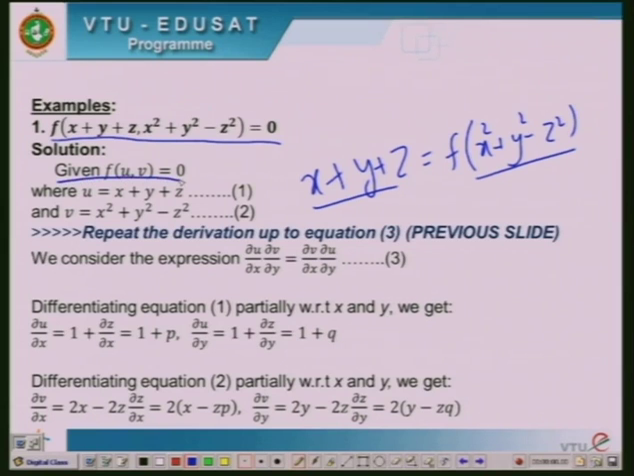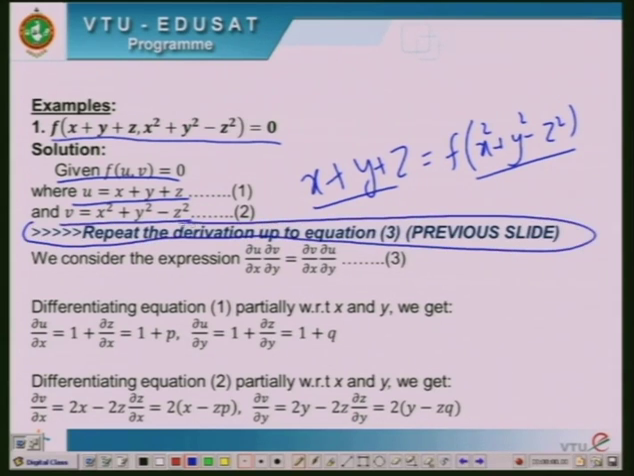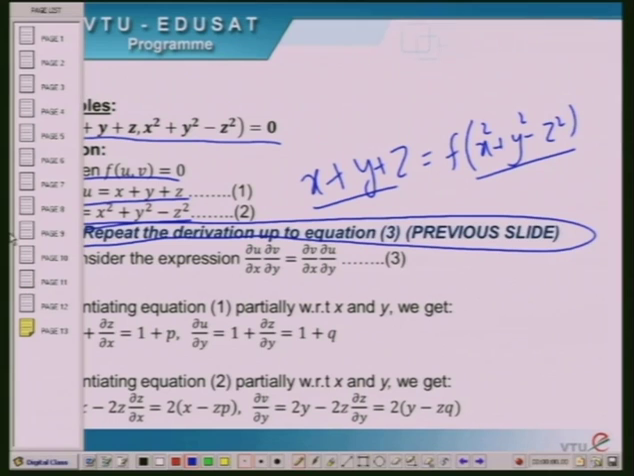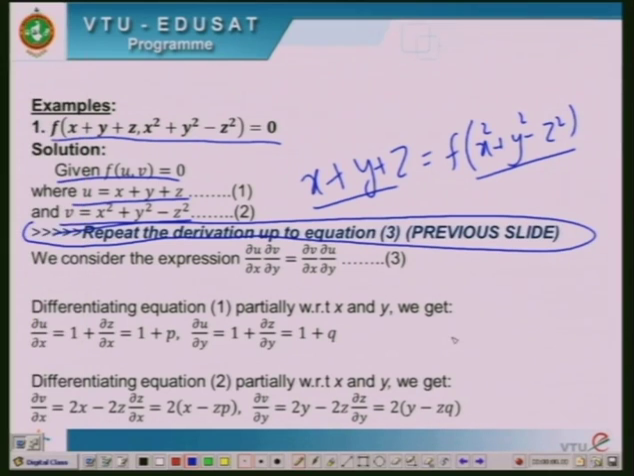Given f of u, v equal to 0, the first function is u. So, u is x plus y plus z and v is x square plus y square minus z square. You can see this clearly written. Repeat the derivation up to equation 3 that was shown in the previous slide.